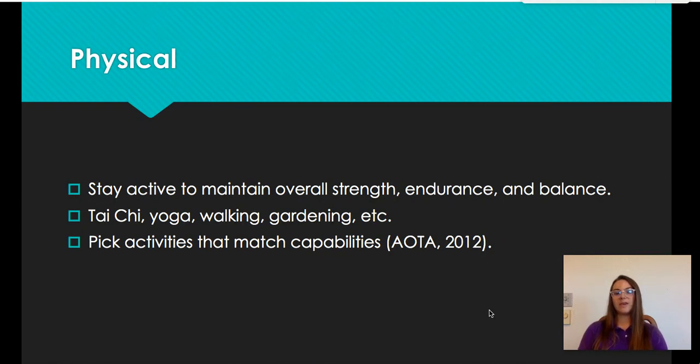So make sure you pick activities that match your capabilities. So if you're having difficulty walking, don't pick running. If you're having difficulty walking, maybe you can try some weights at home, or you can try gardening, but make sure it's within your capabilities and not too hard.